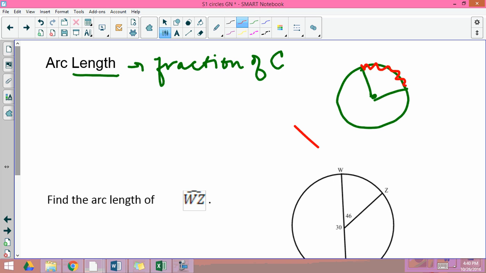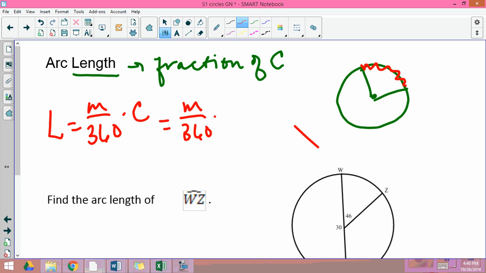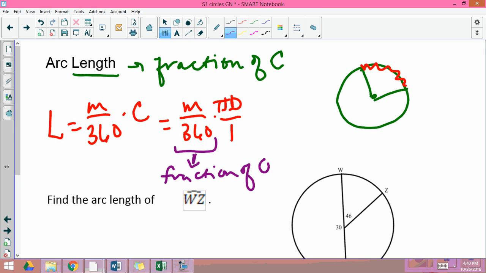So the way that arc length works, arc length is equal to the measure of the central angle divided by 360 times the circumference, which means the measure divided by 360 times pi diameter, fraction times a fraction, we make it over 1. Now let's break this down a little bit. This is your fraction of the circle.